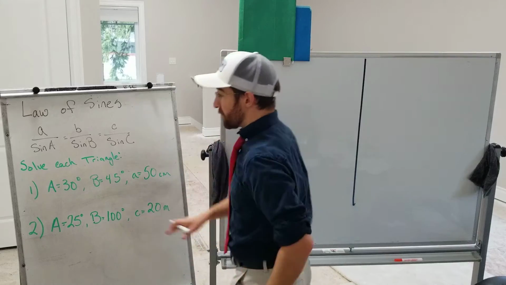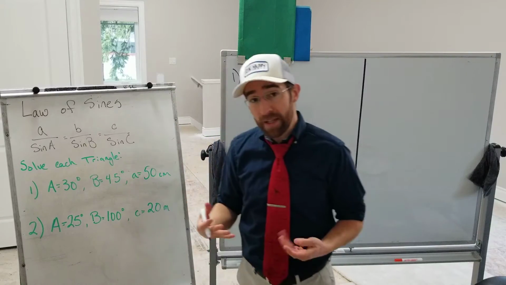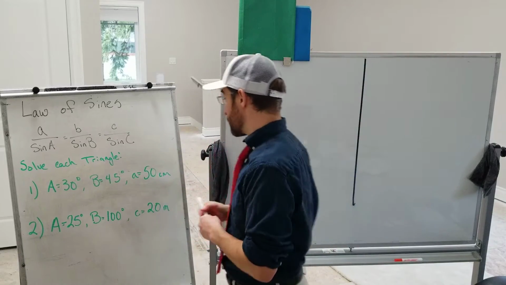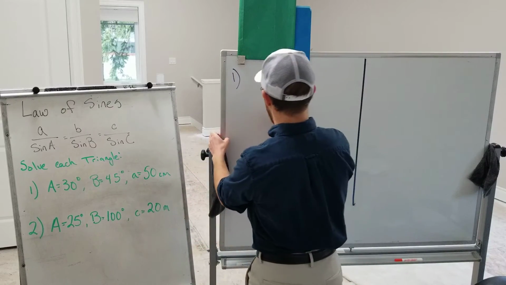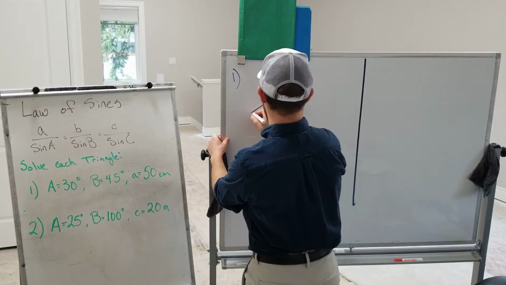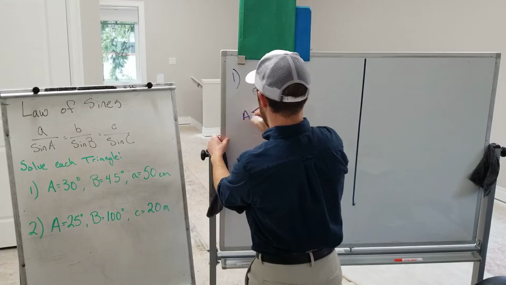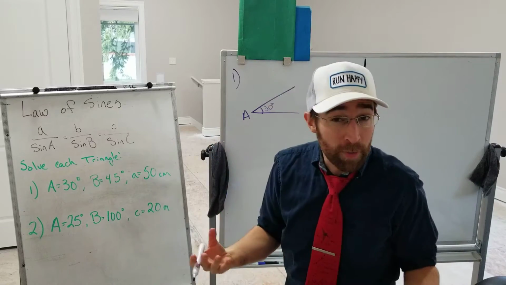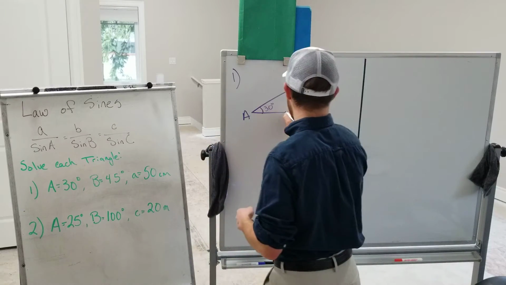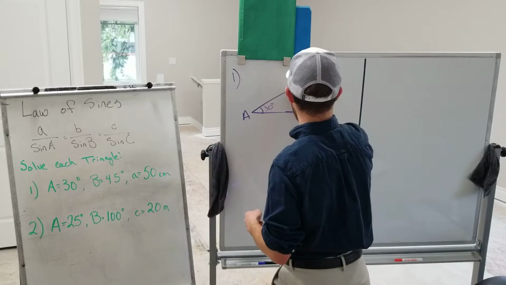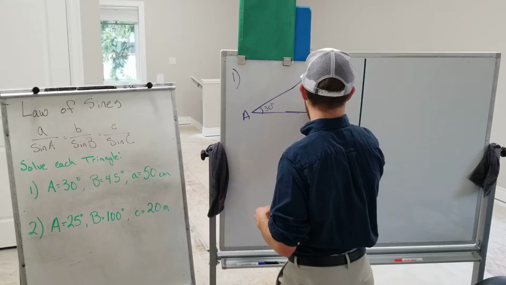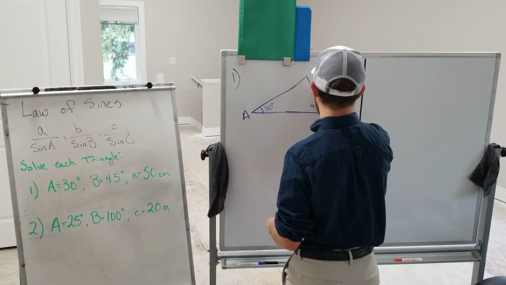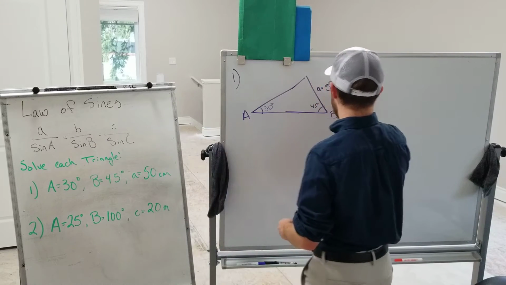So here it says solve each triangle. What that means is you're given some information about the angles and sides of the triangle. I'm just going to sketch a little picture here, since it's always a good idea to draw a picture first. Angle A is 30 degrees, angle B is 45 degrees, and the side length of A here is 50 centimeters.